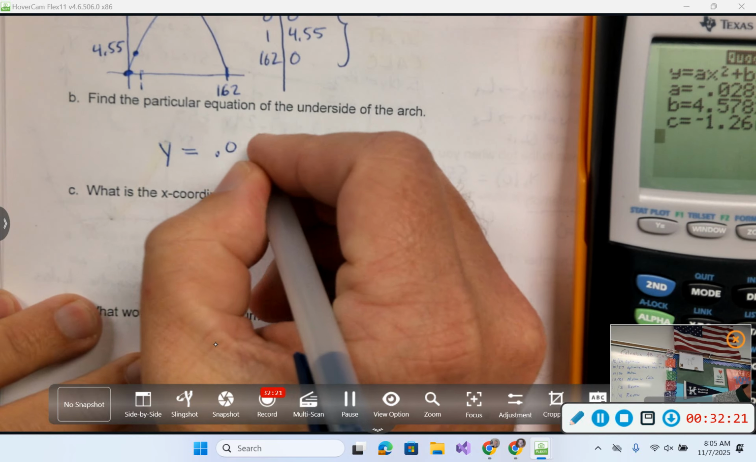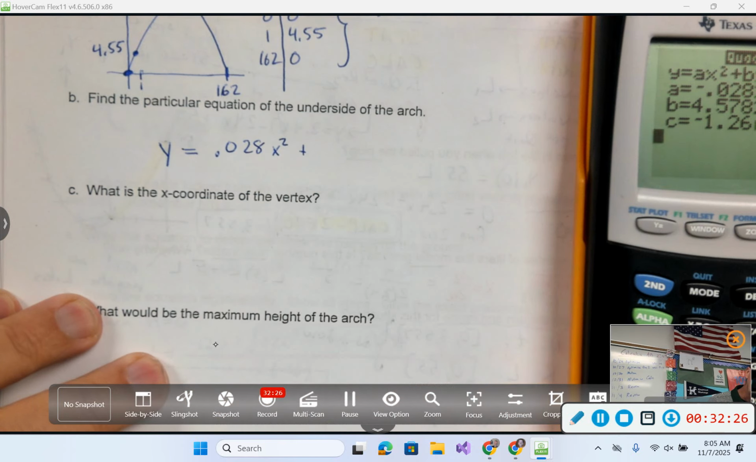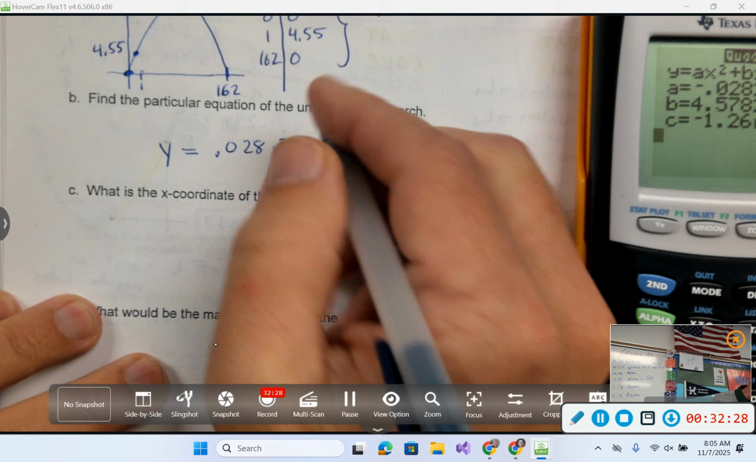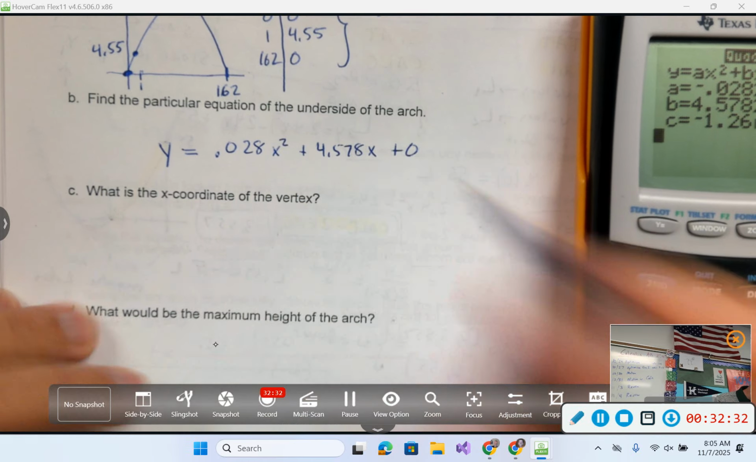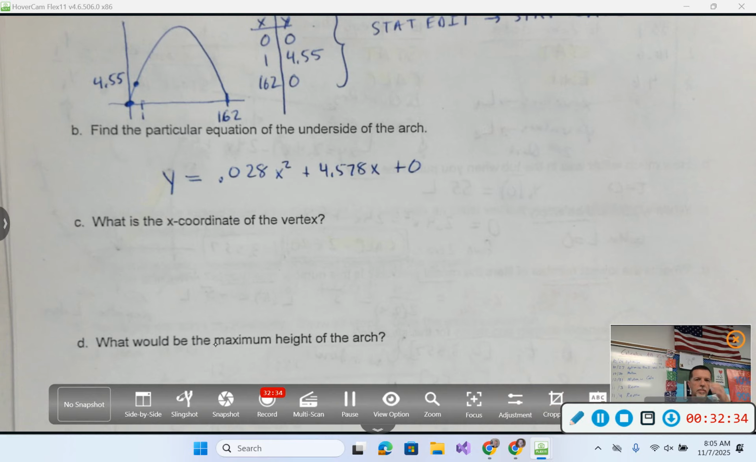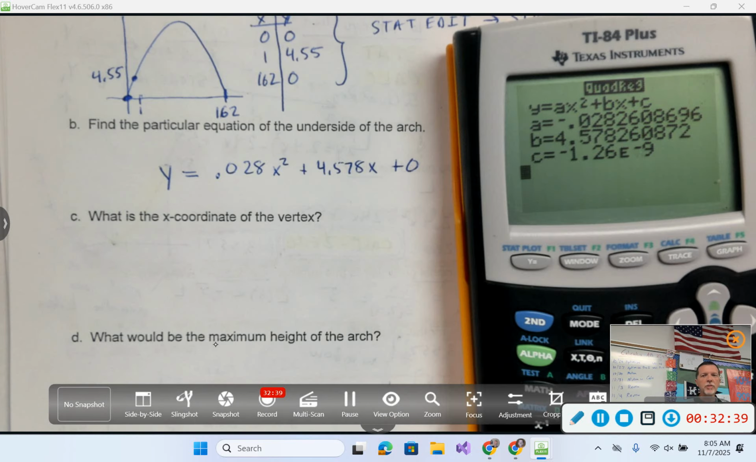We want 3 decimals, so 0.028 x squared plus 4.578 x plus 0. Oh wait, we can't round it. So I'm rounding to 3 decimals. Oh yeah.